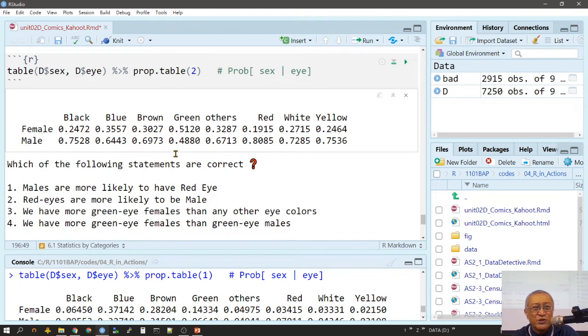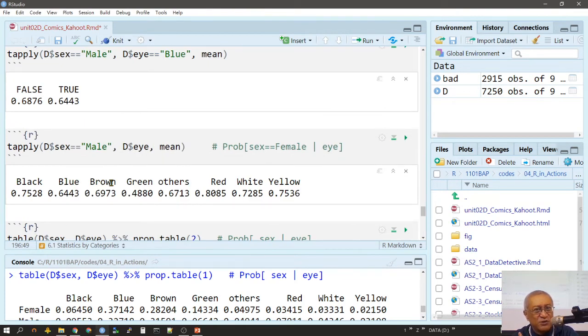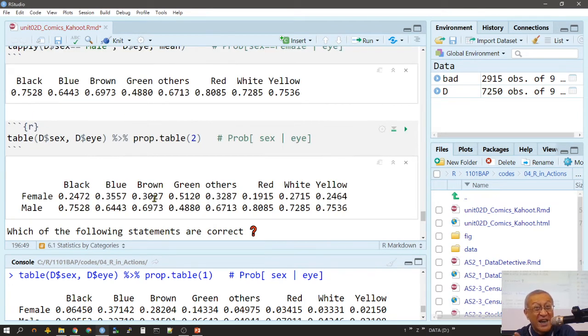If you do t-apply, it's actually easier, because you know that you are comparing the fraction of male of I. But if you do it in table, it's actually very dangerous, isn't it? You need to decide which way to do the proportion. And after you do the proportion, when you do the comparison, you need to be careful. You don't want to do the wrong comparison.